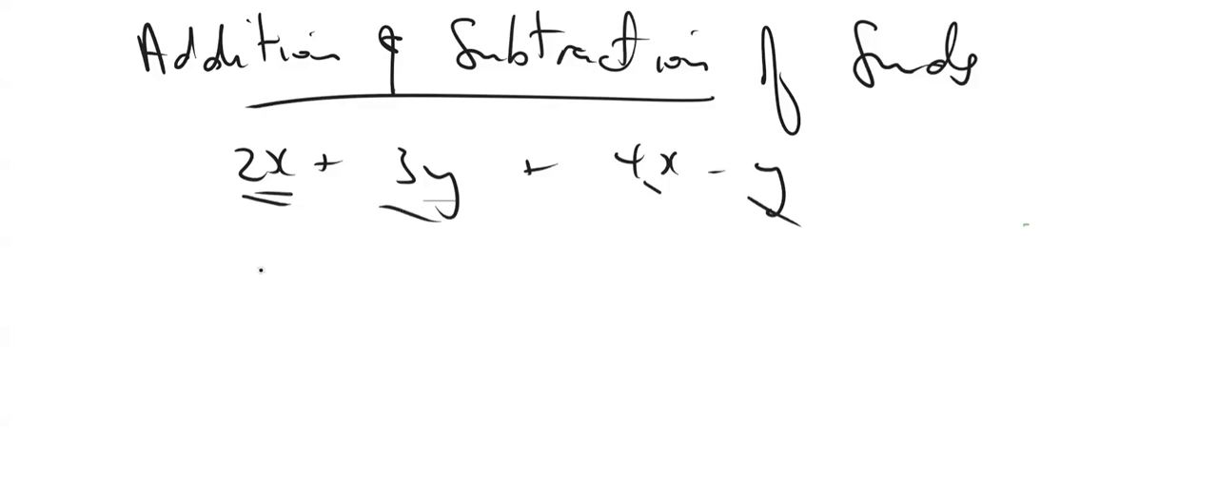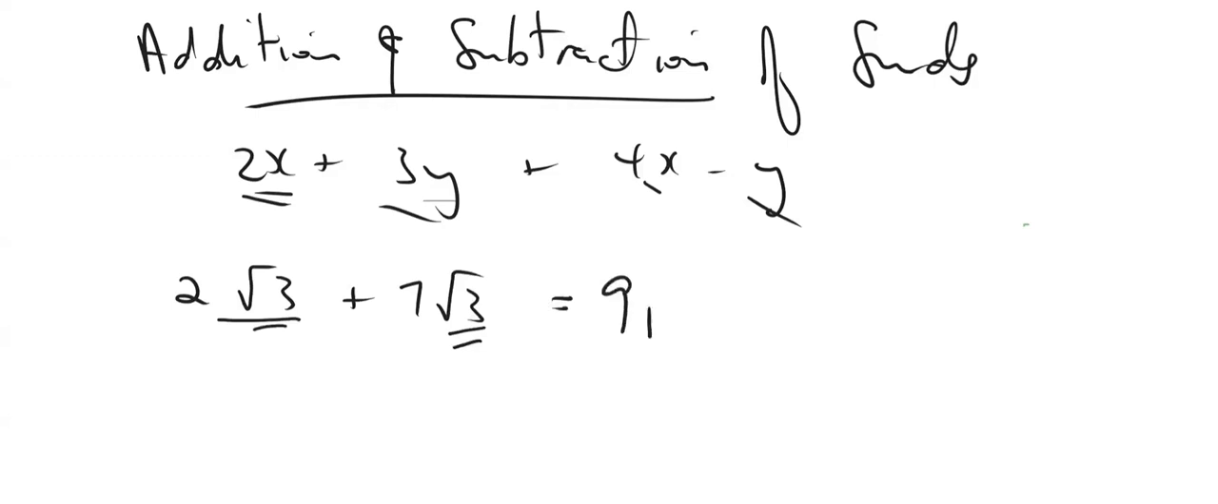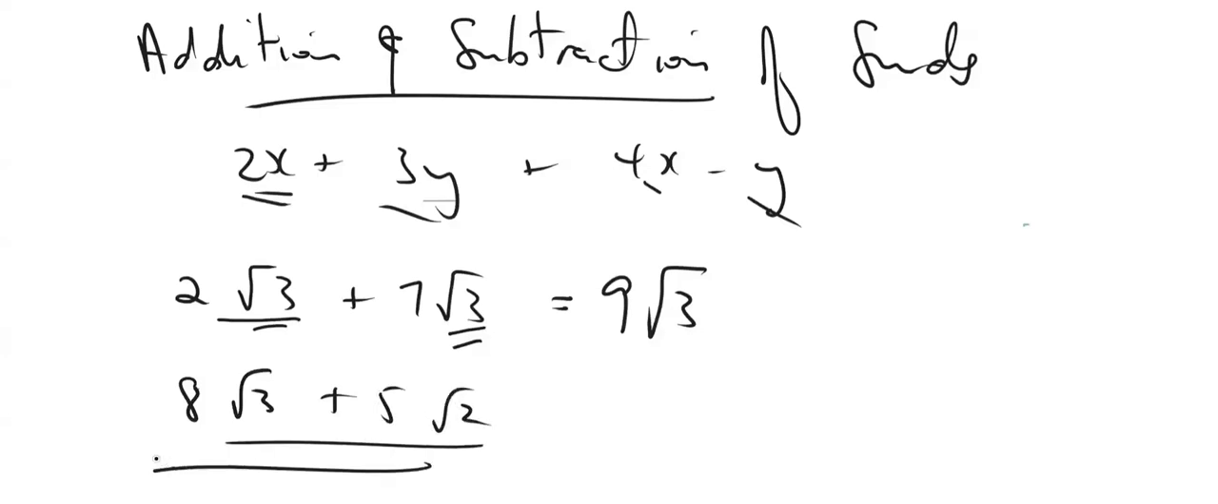Same thing with surds. If you have, let's say, 2 root 3 plus 7 root 3, because they both have a common surd inside, you can add this and say you have 9 root 3. But if you have, let's say, 8 root 3 plus 5 root 2, you can't do anything else, because they're different. There isn't a common surd base.